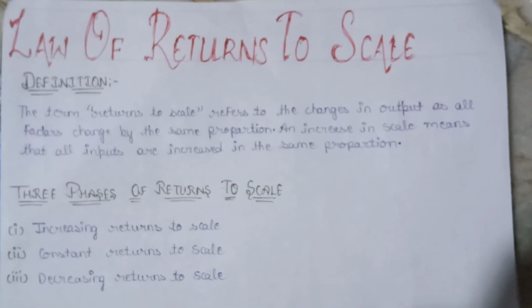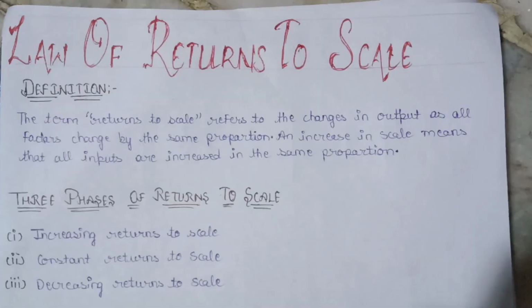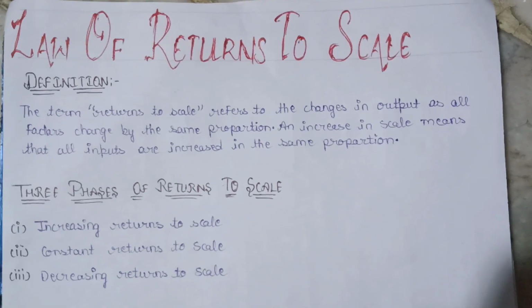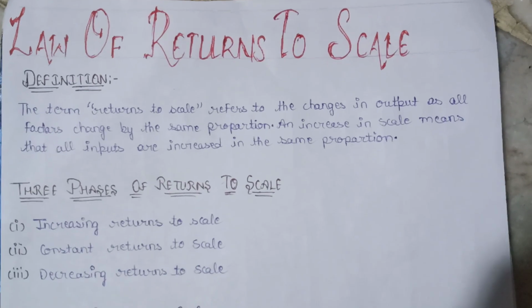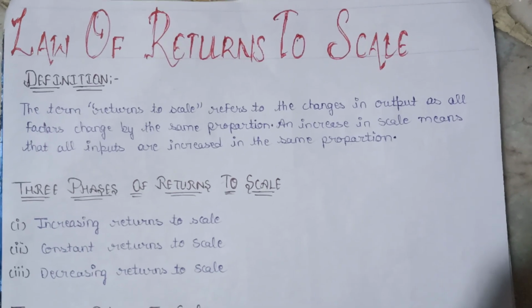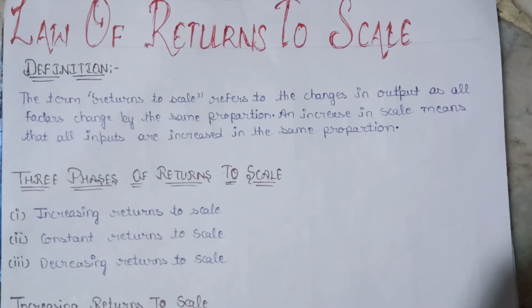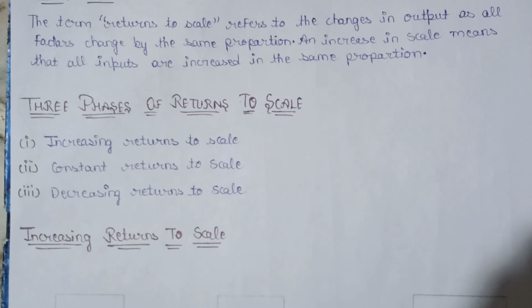The term returns to scale refers to the change in output as all factors change by the same proportion. An increase in scale means that all inputs are increased in the same proportion. It means that it gives a change in output when all factors of input change by the same amount or in proportion. Now let's discuss the three phases of returns to scale.